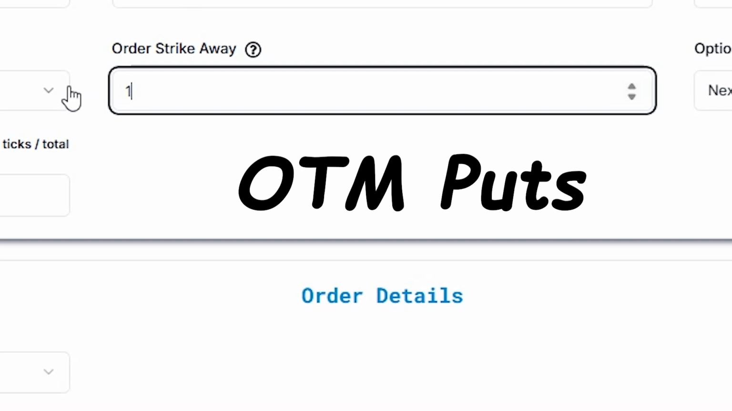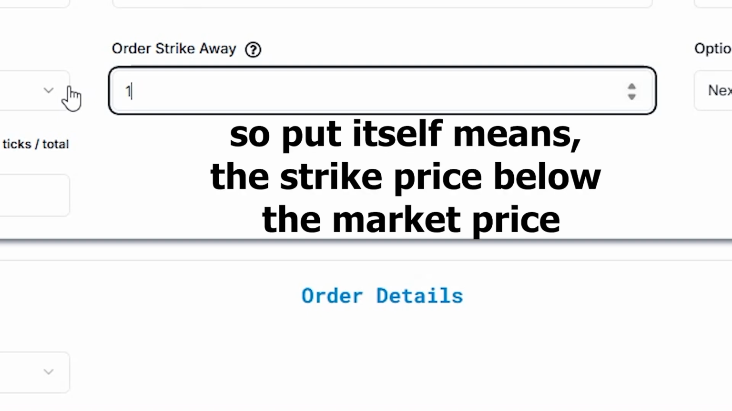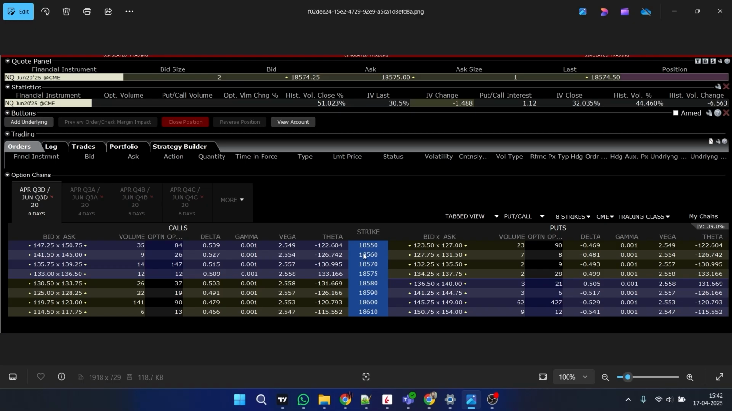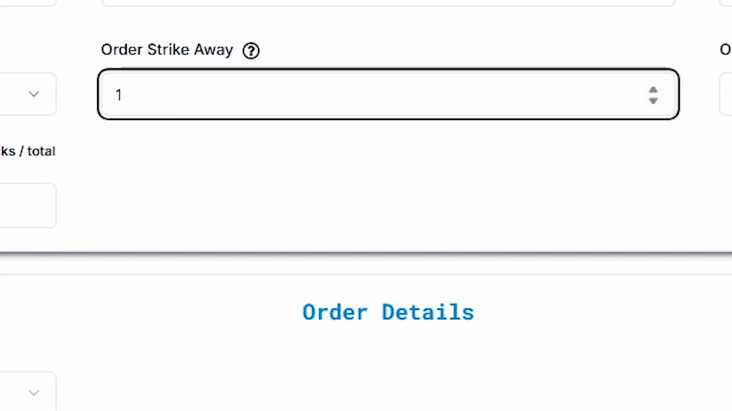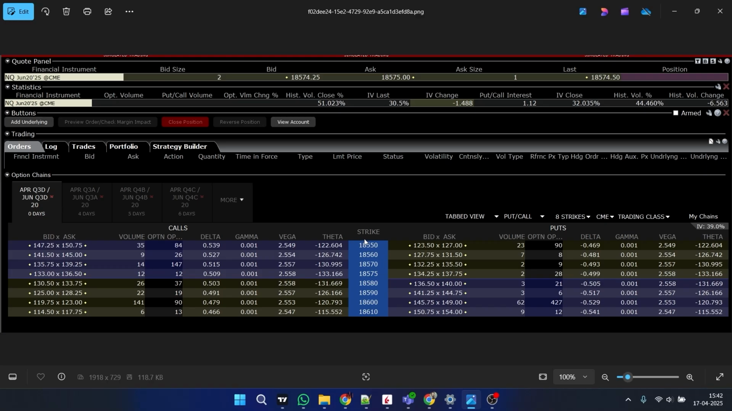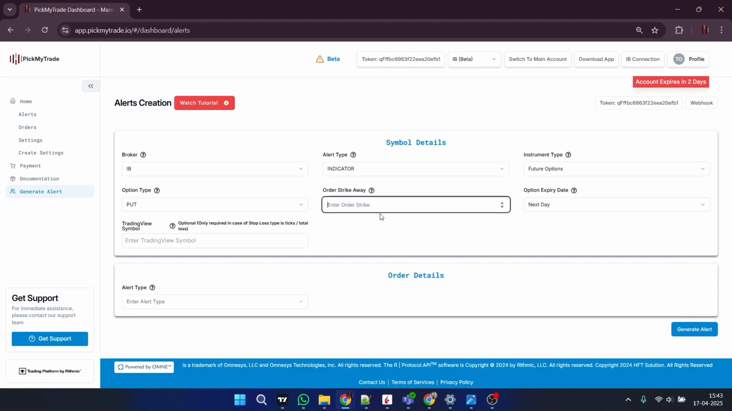Now let's learn about OTM puts. So put itself means the strike price below the market price. So here in this condition, my OTM put strike price will be these values. And to get those values, in PickMyTrade, you will have to enter 1. Here if I want the strike price to be 18,560, then I will put 2.